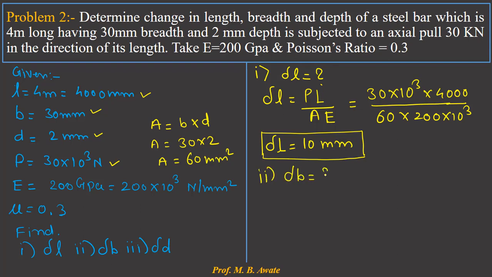Okay, means change in breadth I have to calculate. Generally this term we can calculate from the lateral strain, but we do not know the lateral strain. Because you can see here E lat means what? Lateral strain. That is nothing but the ratio of change in breadth to its original breadth. But I do not know the lateral strain, but we know the Poisson's ratio.